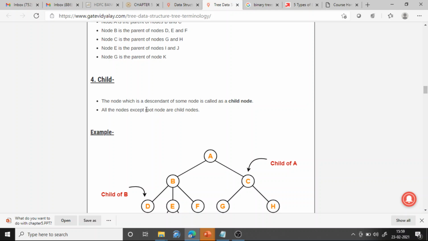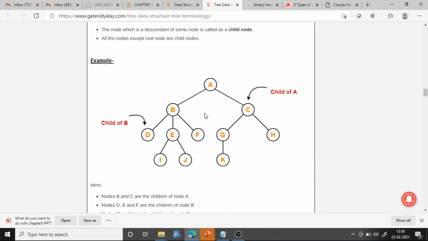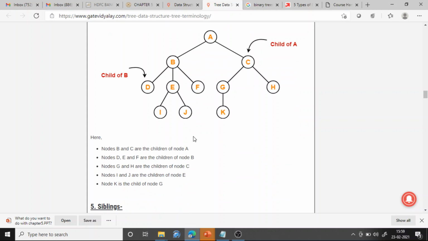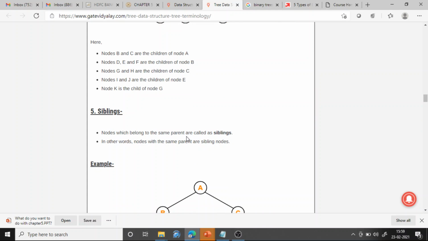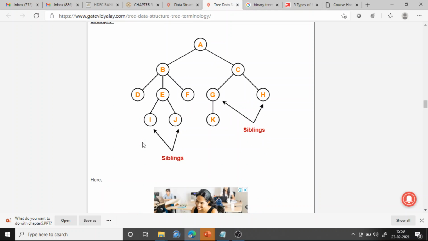Child: a node which is a descendant of some node is called a child node. So B and C are children of A, D is the child of B, E is the child of B, like that. Siblings: nodes which belong to the same parent are called siblings. For example, B and C belong to the same parent, so they are siblings. D, E, F belong to the same parent, so they are siblings. G and H belong to the same parent, C, they are siblings. I and J belong to the same parent, they are siblings.